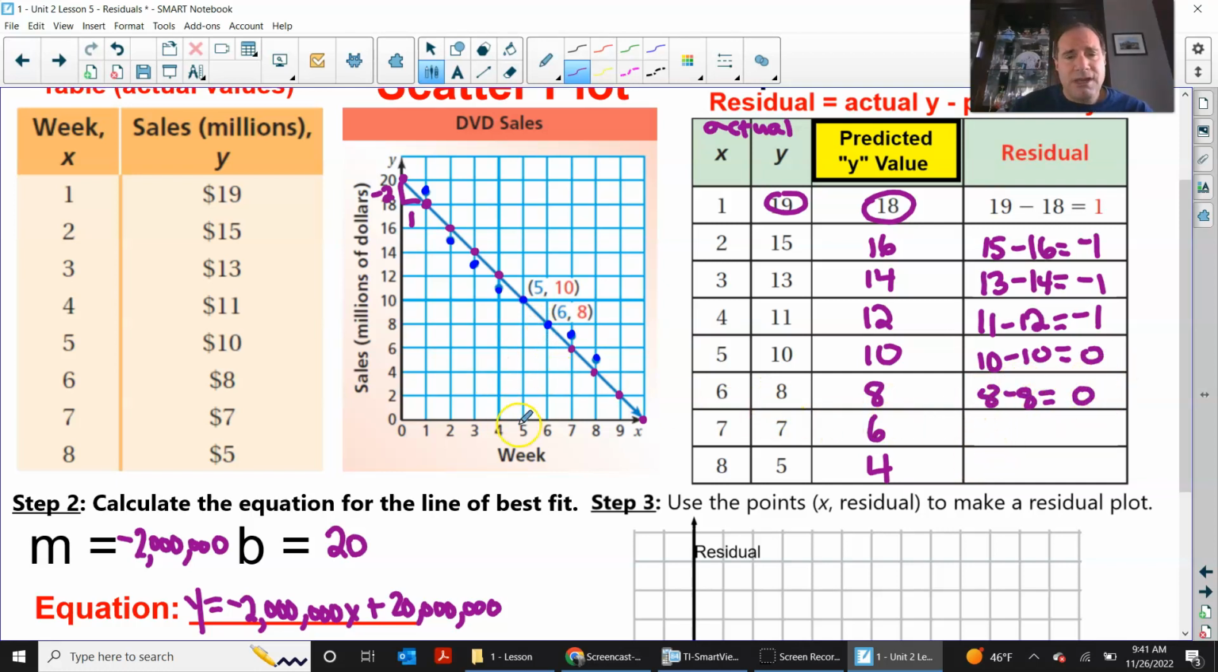And then now we are going to go to 7 minus 6, which is equal to positive 1. And the reason why it's positive 1 is because this point right here is above the trend line. And again, we're going to have a 5 minus 4. Again, above the trend line, so it's a 1.